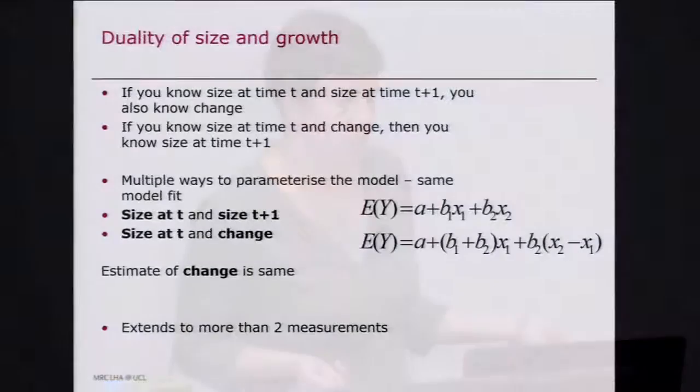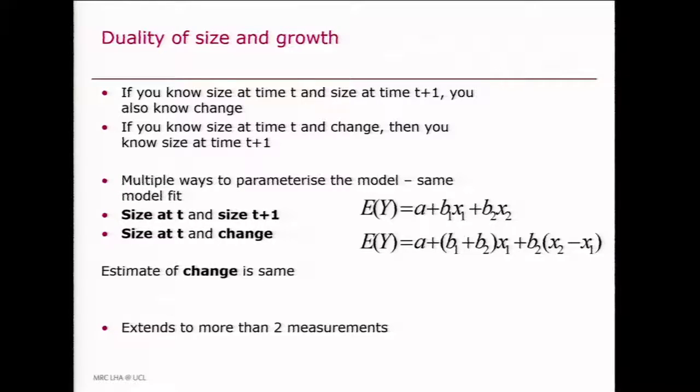So the problem with a repeated exposure measure is this problem which we call the duality of size and growth. If you know size at a time point t and size at time point t plus 1 sometime later, you also know the change. So it's a bit like an age period cohort effect. Similarly, if you know the size at t and you know the change, you then know size at time t plus 1. So this means that there are multiple ways to parameterize the same model. These models have the same model fit, but if you're not careful in the way that you interpret them, you can come to very different conclusions.